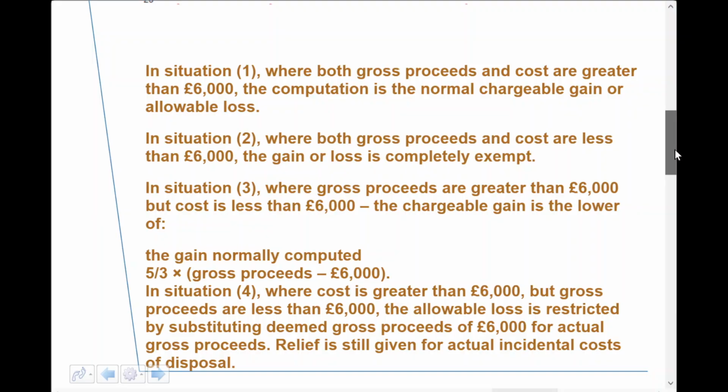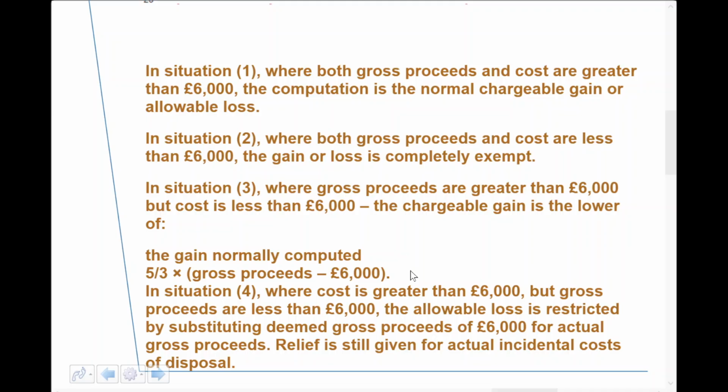Well, this is what it's explained here. Okay. So it says, in situation 3, gross proceeds greater than 6, cost less than 6, the chargeable gain is the lower of the gain normally computed and indeed 5/3 times gross proceeds minus 6. So we're talking about the gain normally computed, number 1, or this gain. So it's the lower of the two.